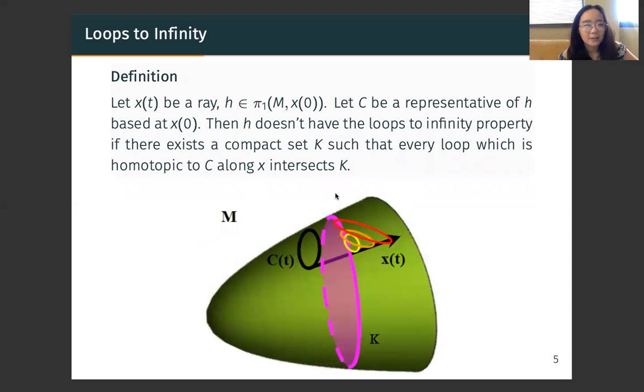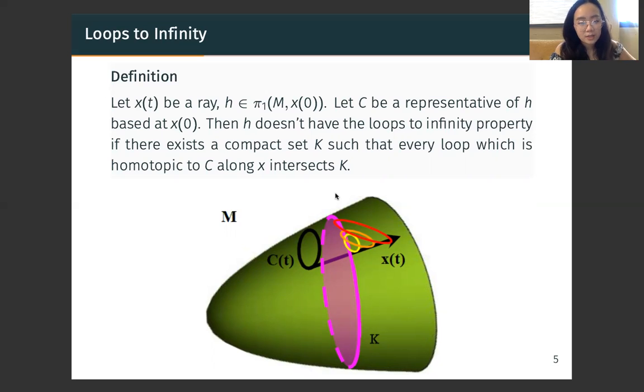Okay, now we have this definition of loops to infinity. So let x of t be a ray, and let h be in pi1 of M at the endpoint x of 0. Let c be a representative of h based at x of 0, basically a loop at the endpoint. Then h doesn't have the loops to infinity property if there exists a compact set K so that every loop which is homotopic to c along x intersects K.